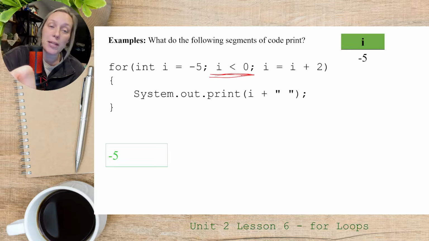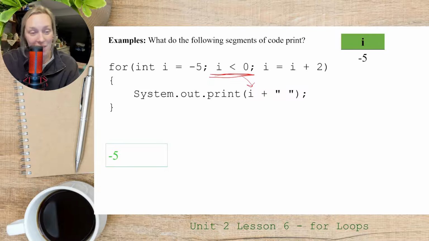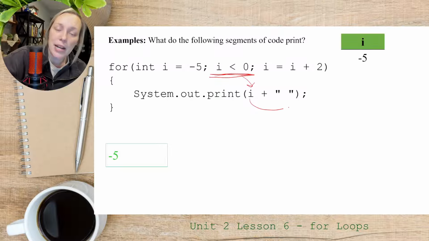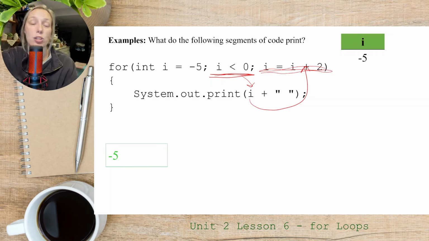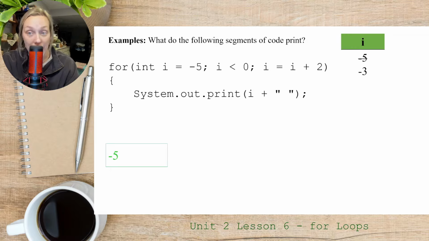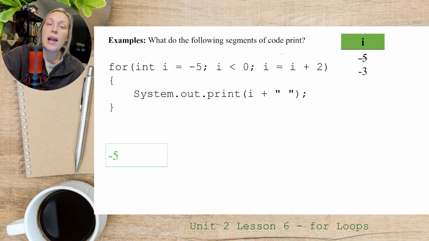So what I jumped ahead and did, I went ahead and printed off I, which is going to be -5. Okay, so I use the print statement. I come back up here and I'm going to update. And look at my update. My update says I equals I plus 2. So that's my new update for my I. -5 gets 2 added to it, and that becomes my new I. So it becomes -3.